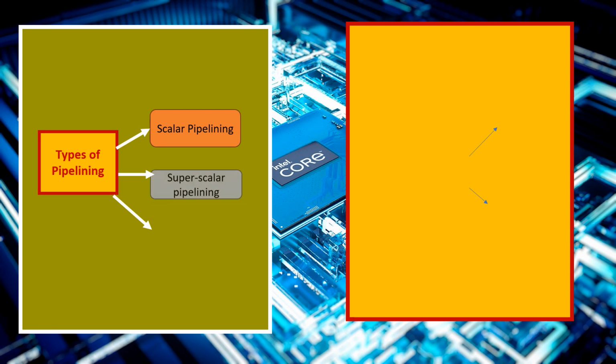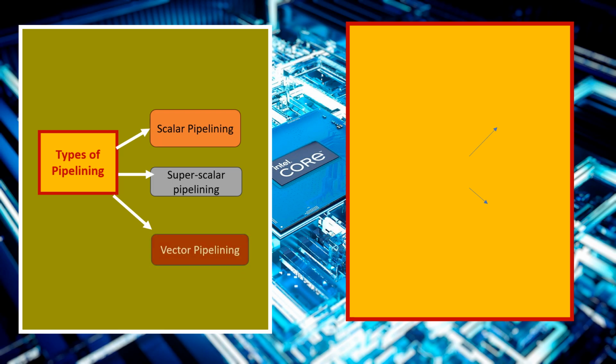The second type of pipelining is superscalar pipelining. What happens in superscalar pipelining? Multiple instructions are fetched, decoded, and executed simultaneously in different execution units. It is a more advanced form of pipelining which significantly increases the instruction throughput.